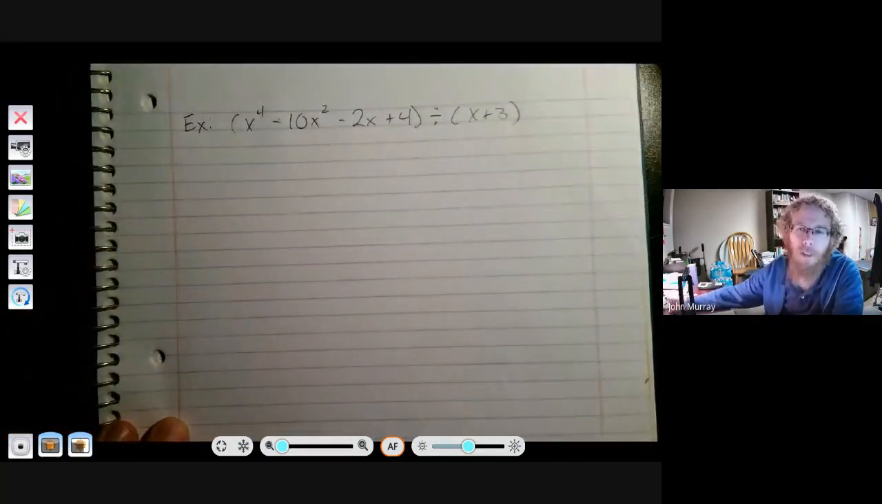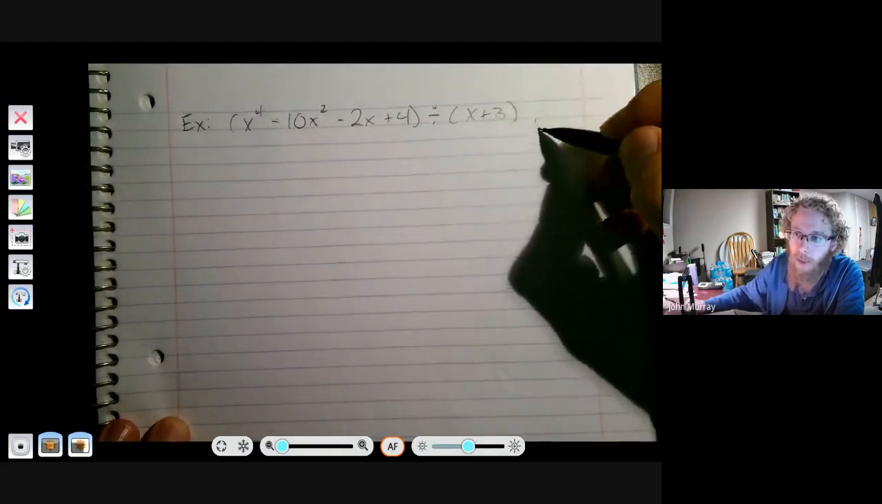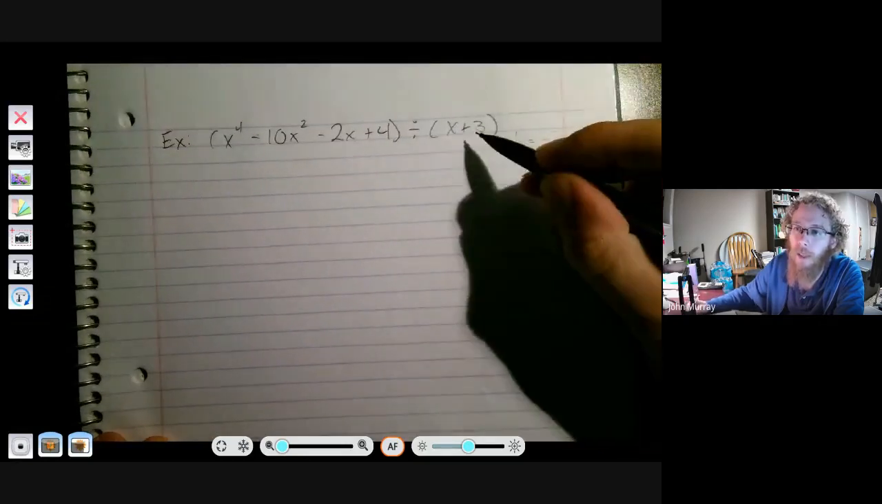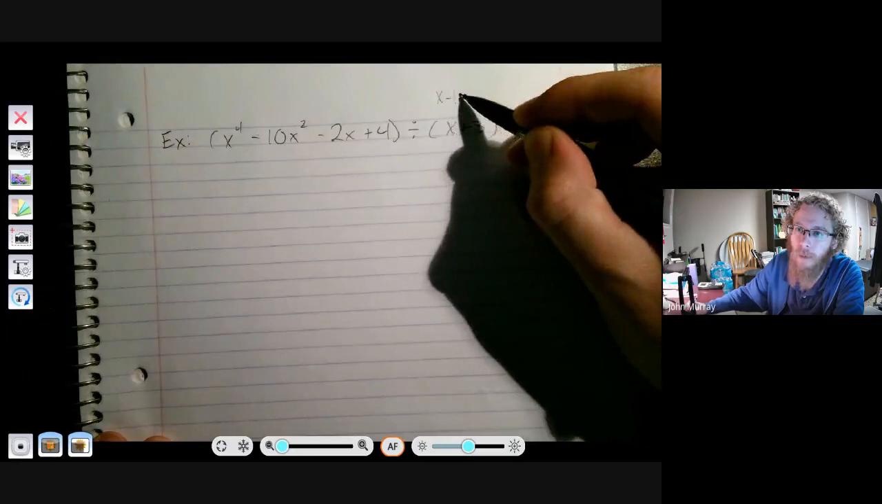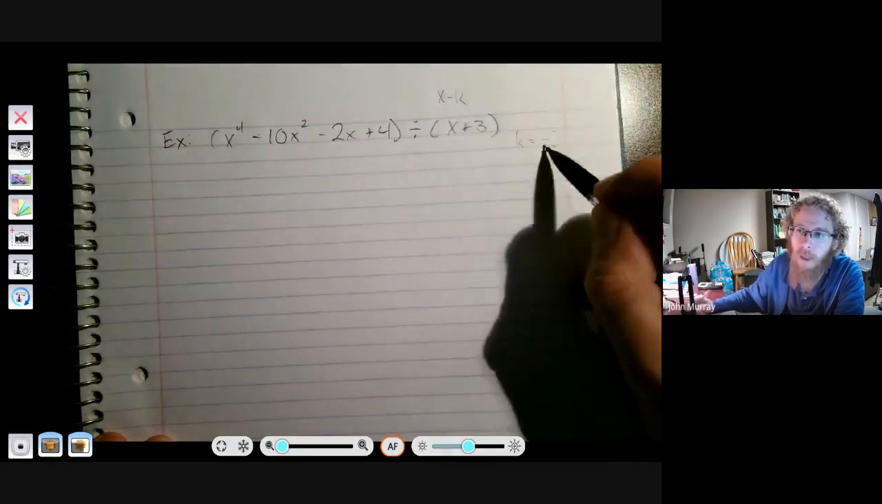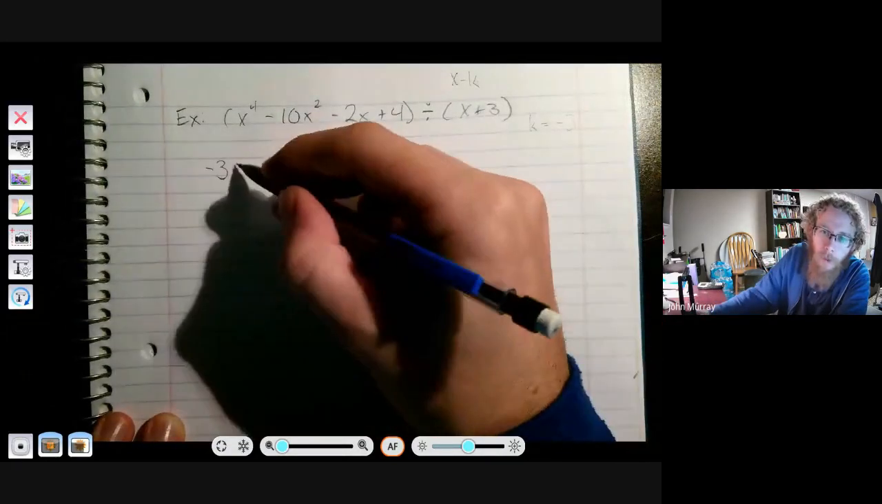Okay, so here we're doing x to the fourth minus 10x squared minus 2x plus 4 divided by x minus 3. All right, so your k, I'll put that here. Our k is going to be negative 3, right? Because we have x minus k. So in order to get a plus there, my k needs to be negative to change that sign. So on the outside, we have the negative 3.